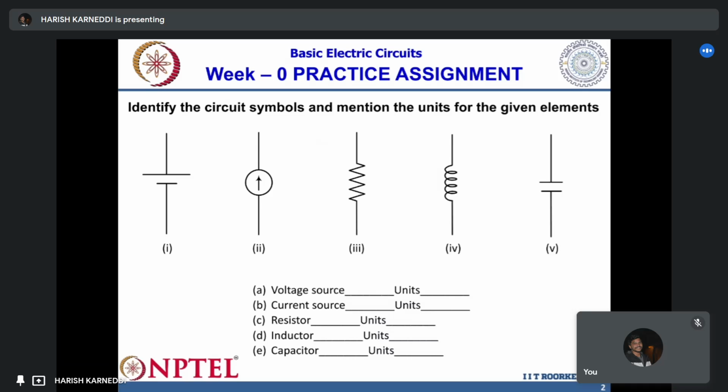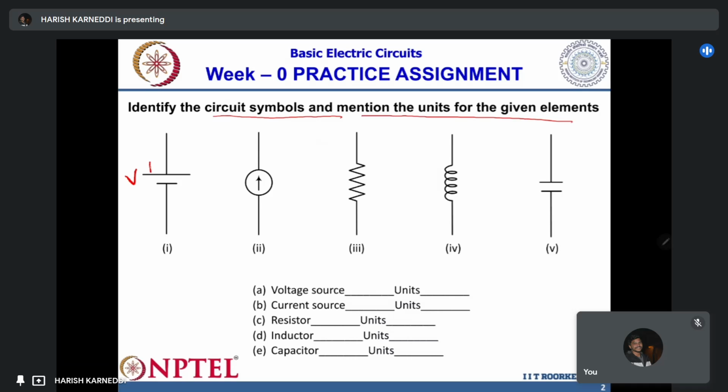In this session, I am going to discuss the week 0 practice assignment questions. Coming to the first question: identify the circuit symbols and mention the units for the given elements. We can identify the circuit symbols. What is the first one? It shows the DC voltage source.